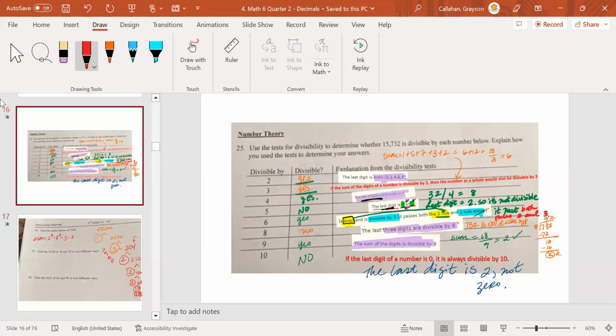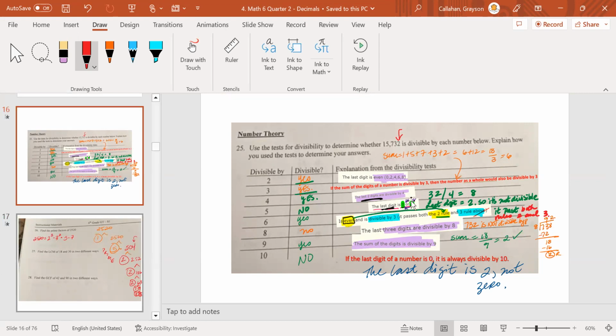Or actually, let's go on 25. 25 is on divisibility. Remember that? Okay, so make sure you remember the rules. With 2, the last digit has to be even: 0, 2, 4, 6, 8. If your last number is one of those numbers, and in this case it does because it has a 2, you know that yes, it's divisible by 2.